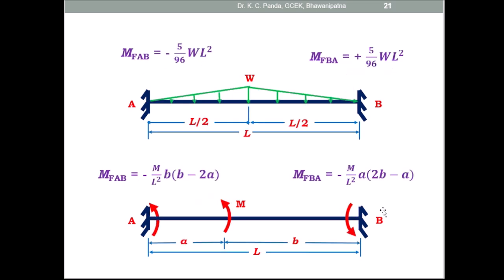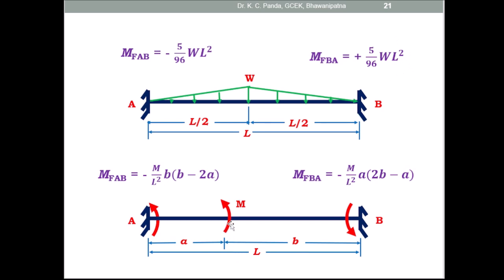Then look at this figure. This is also a varying load, and the maximum intensity W is at the midpoint, and at both ends the intensity is 0, and the total length of the beam is L. Here the fixed end moment MFAB is equal to minus 5 by 96 WL square, and MFBA is equal to plus 5 by 96 WL square.